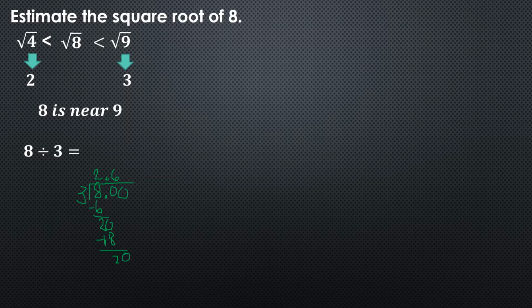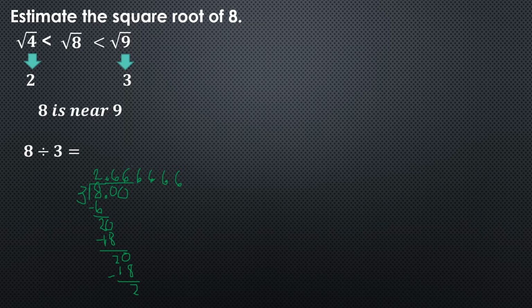20 divided by 3 is again 6. 6 times 3 is again 18. And then you subtract. 20 minus 18 is again 2. If you add 0 again, bring it down, and divide, it will give you the same answer: 6, 6, 6, and so on. We have to round off this answer to the nearest hundredths.